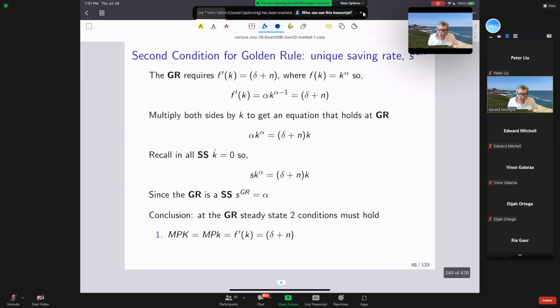The first one is that f prime of k is equal to delta plus n. And the second is that the savings rate is equal to the capital share, or the two fish are looking at one another. Sometimes you need to use one of these conditions. Sometimes you need to use both of these conditions. Okay, be careful about that.